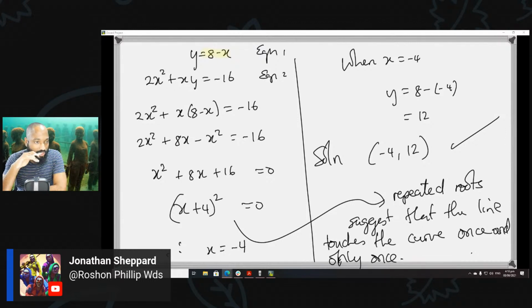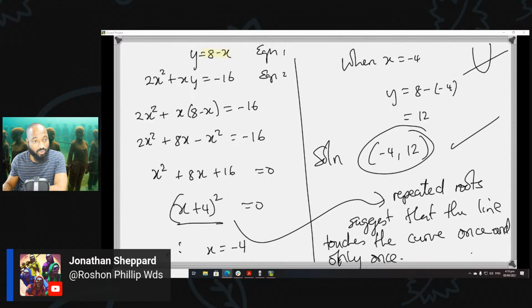So it makes it a tangent at that point. Yes, it does. So this point here is the tangent. We got repeated roots. So if we had got two separate roots, it would mean that you had the curve and the line cut through at 2 points.